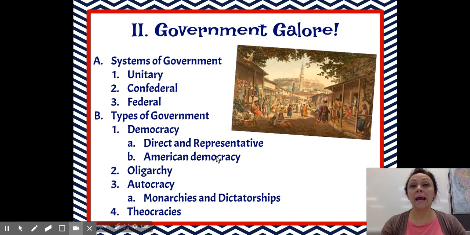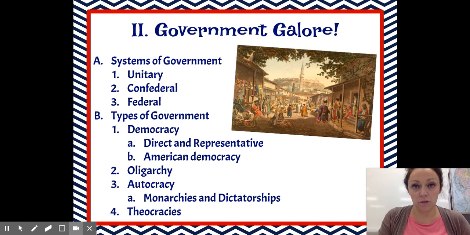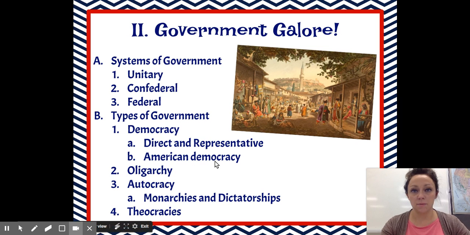Can you imagine the chaos that would ensue if every person in the United States cast a vote on every single issue? Nothing would ever get done. It would be crazy. So in our American democracy today, we have a representative democracy. Sometimes that's also called a republic. So make sure you know that those two terms are interchangeable.